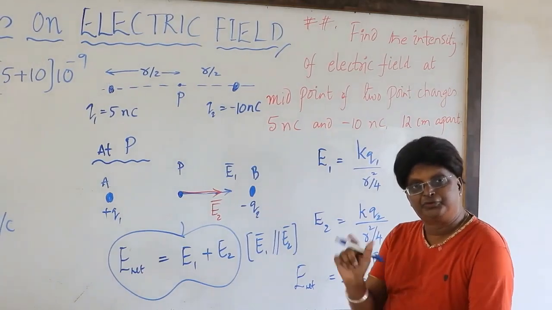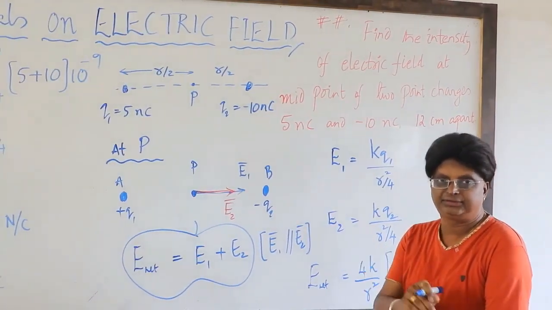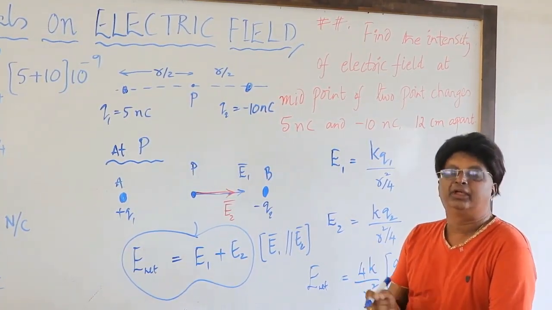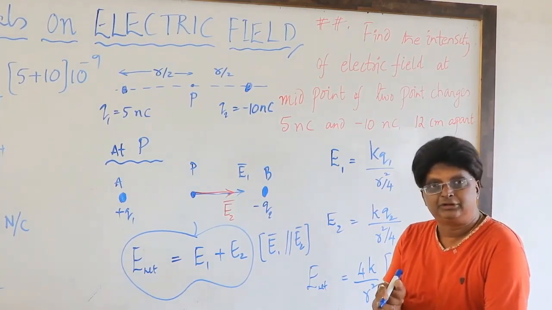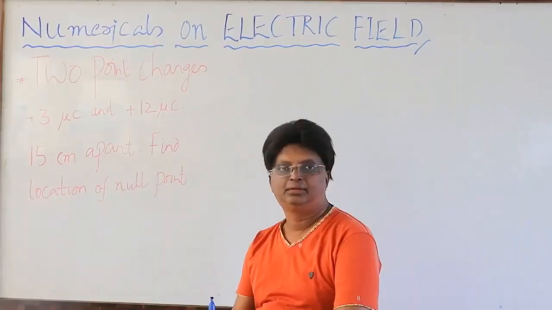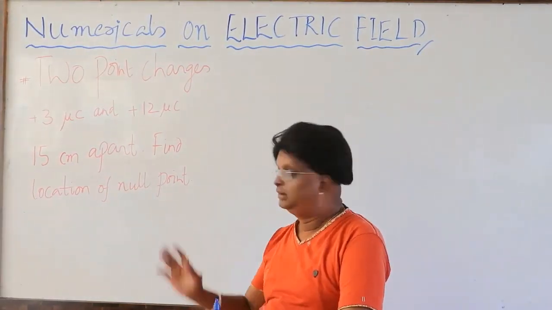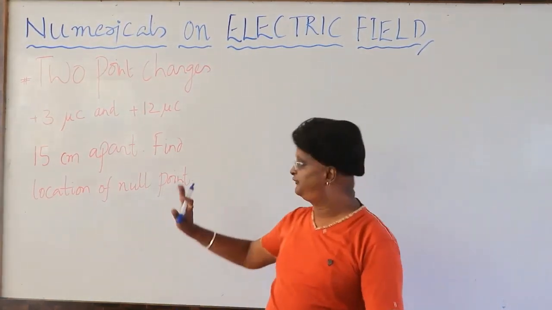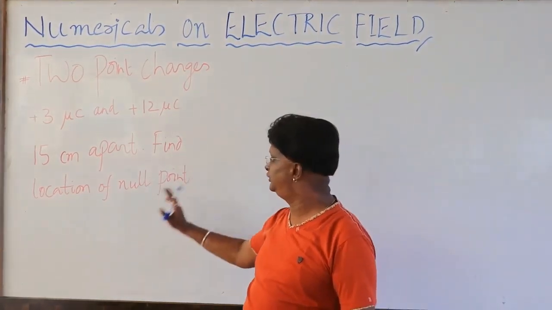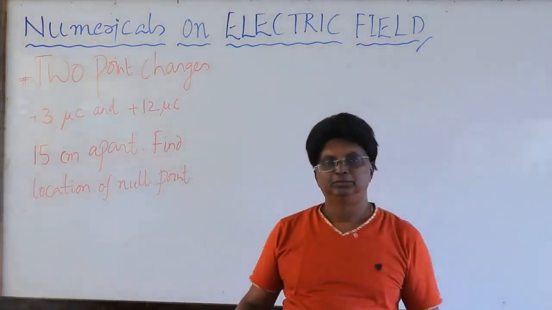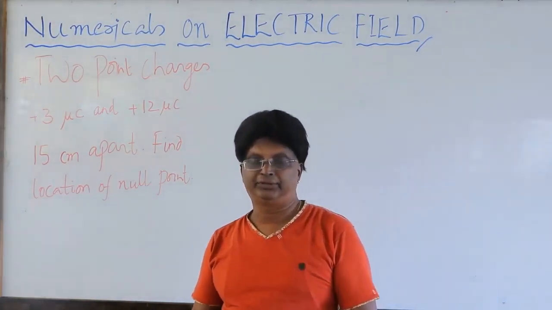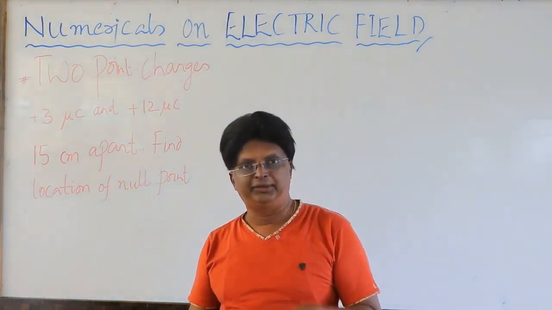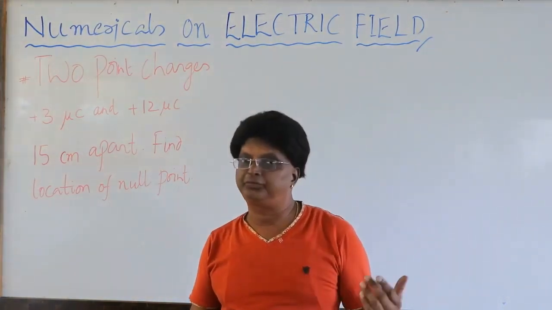So I had taken the case of 2 point charges and finding the net intensity. Now let us see the same case of 2 point charges with an additional concept. Look at that example. 2 point charges, plus 3 microcoulomb and plus 12 microcoulomb, they are 15 centimeter apart. The question is, find the location of null point. Now, this concept of null point or neutral point is not something new. In fact, it is the same concept of equilibrium that we have discussed earlier.